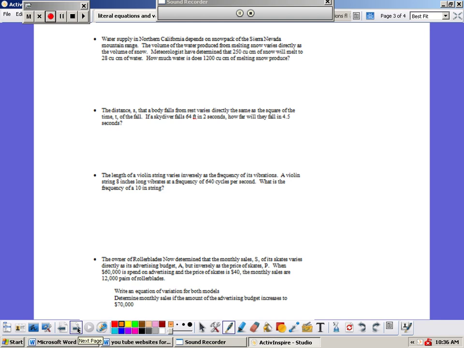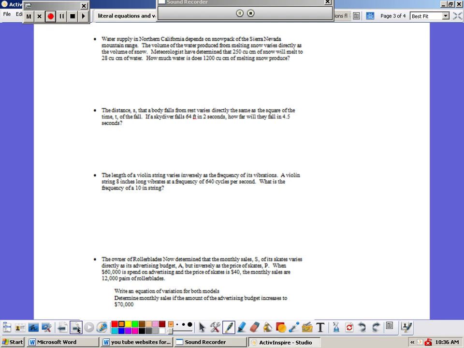Okay, the water supply in Northern California depends on the snowpack of the Sierra Nevada mountain range. The volume of the water produced from melting snow varies directly as the volume of snow. Meteorologists have determined that 250 cubic centimeters of snow will melt to 28 cubic centimeters of water. How much water does 1,200 cubic centimeters of melting snow produce?